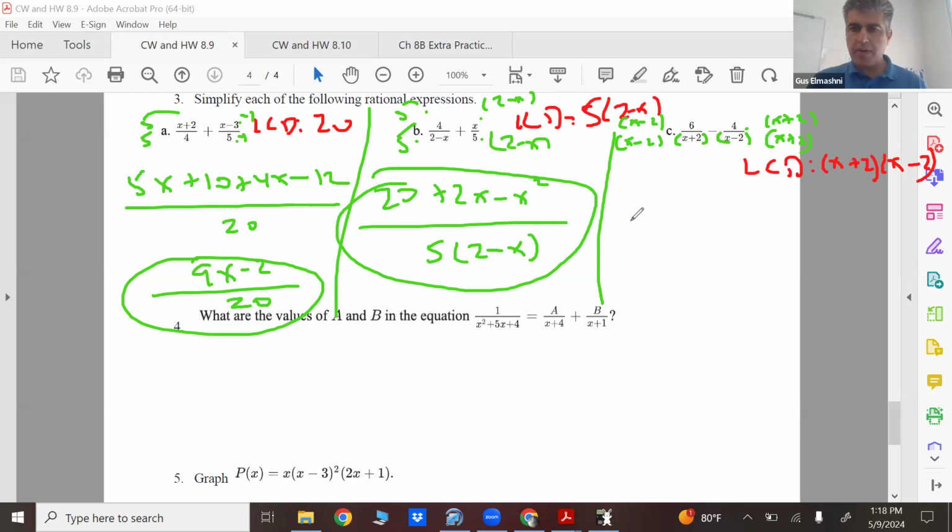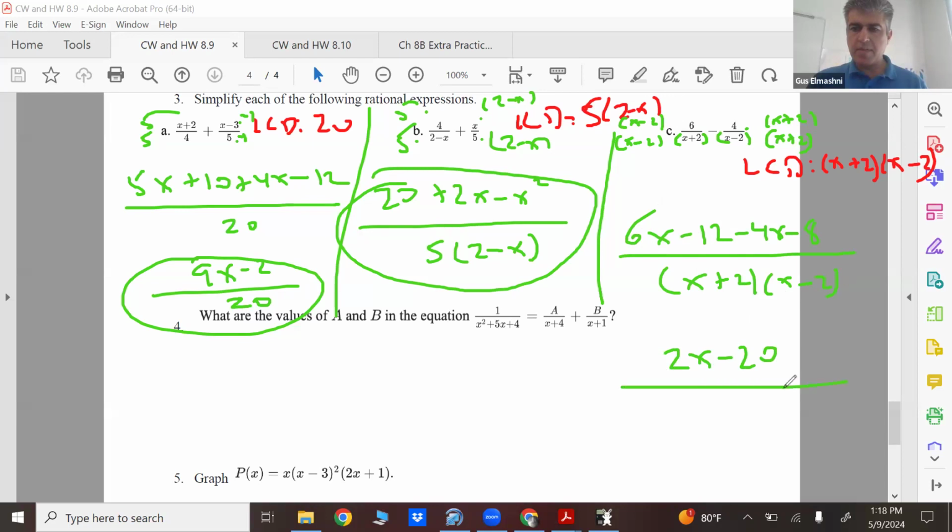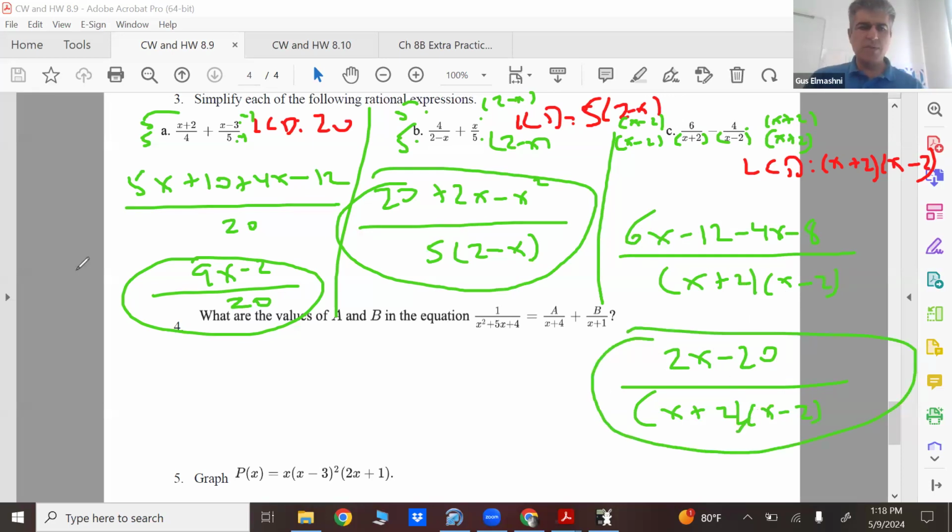X plus 2 for that one. 6x minus 12. Negative 4x minus 8. So you get 2x minus 20. You get that. Does that make sense, how I did that one? Just all old school stuff. All right, save that as a screenshot.